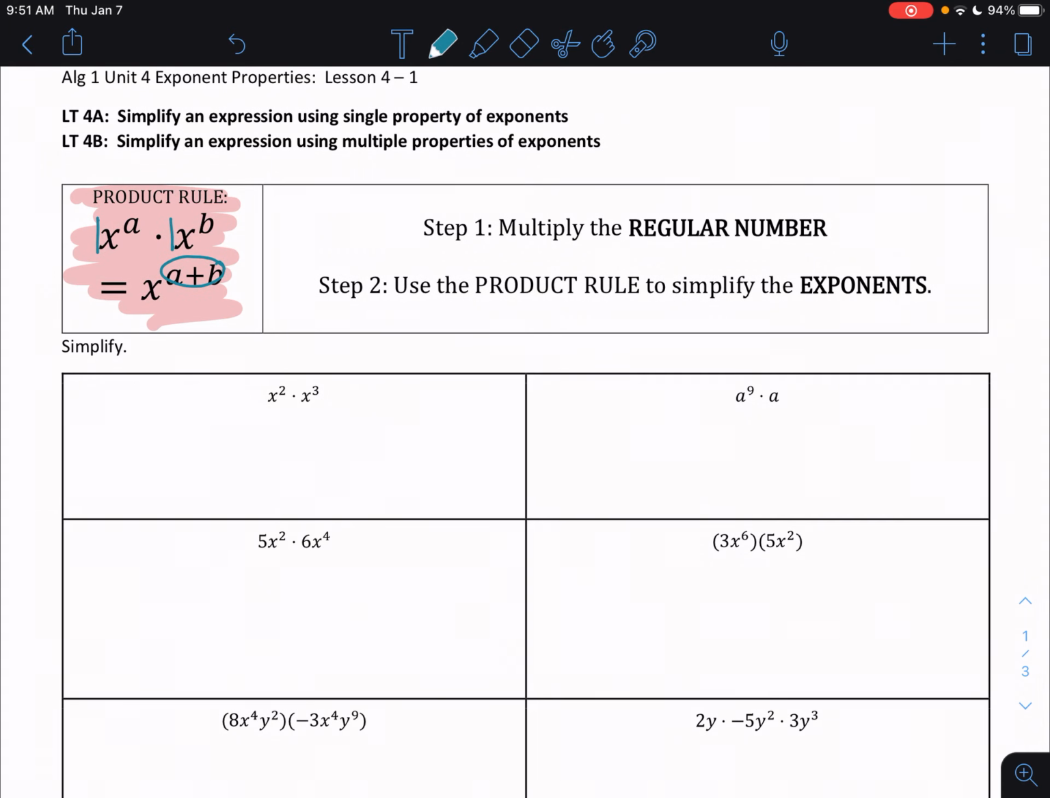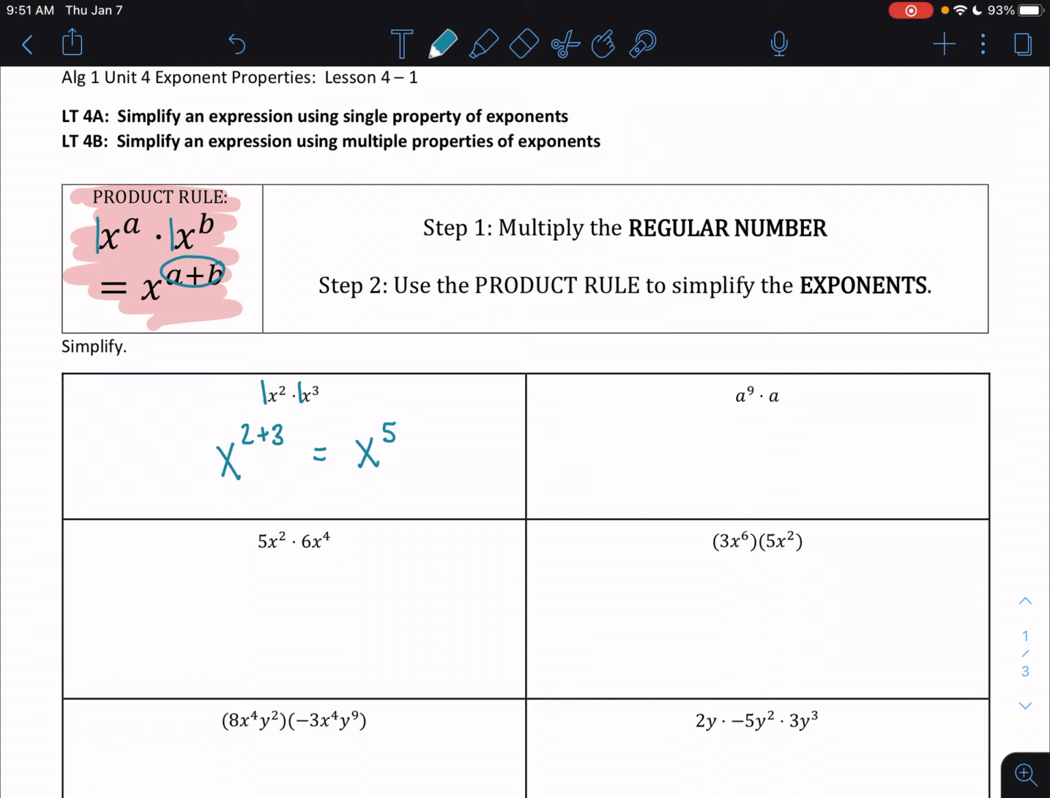So here we have x squared times x cubed, or x to the second power times x to the third power. So first step is to multiply the regular numbers. Again, we have those invisible ones in front. So it would be 1x, and then we want to add the exponents. So 2 plus 3. And so we would get x to the 5th power.